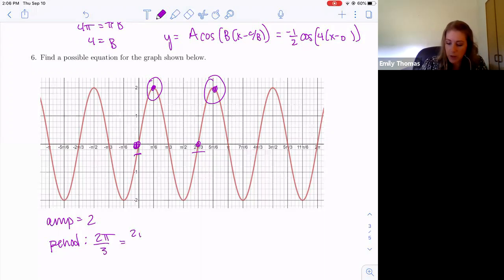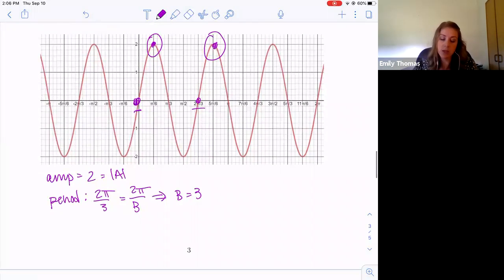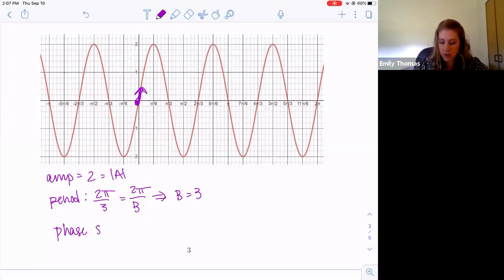In general, it's 2 pi over b. So this means that b has to be 3. So we've got the absolute value of a at least is 2, b is 3. We need to know what c over b is. So we want to choose a starting value. We have options, infinitely many of them. So if we choose 0, which is a good place to start if you can, this starts at 0 and goes up. That means it's regular sine, right? So phase shift is c over b, and it's 0.